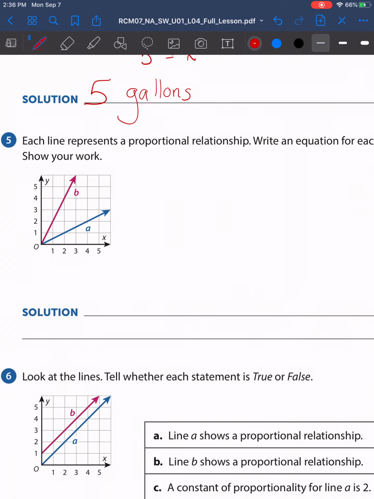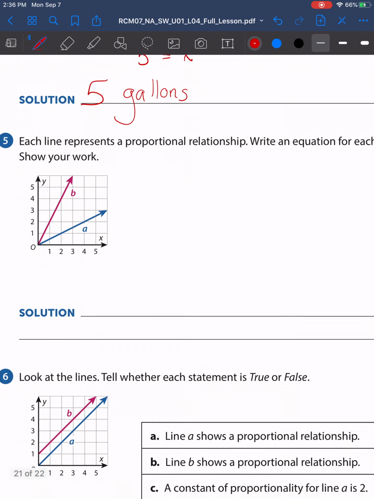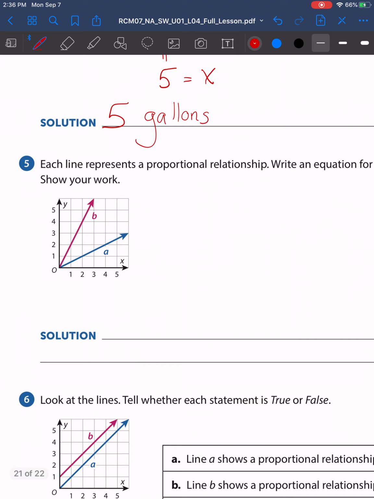Number 5. Each line represents a proportional relationship. Would you agree with that statement? I do, because they're both straight lines and they're both going through the origin. Can you guys write an equation for each of these lines? Ooh, yes we can.